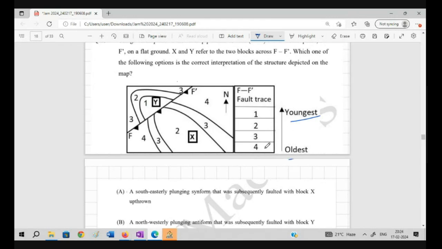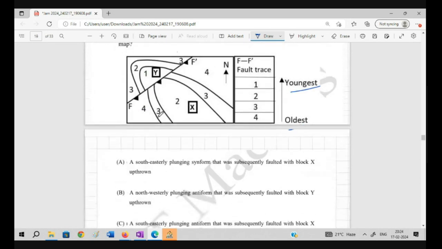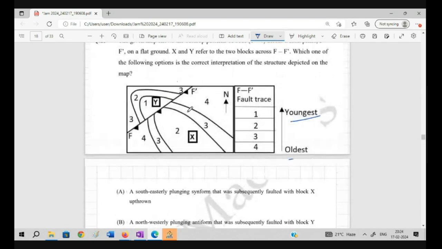Okay, so let's see. There are 4 beds given. That is, bed 4 is the oldest one, and bed 1 is the youngest one. So let's see at first. Can you tell me, in this formation, which one is at the center, the oldest one or the youngest one? In the fold, which one is youngest?